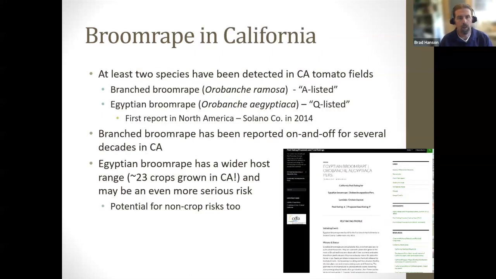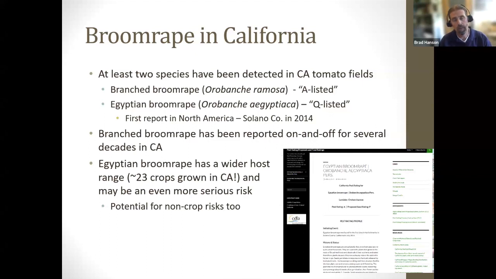So broomrapes in California are not totally a new problem. There have been 2 species detected in California: branched broomrape, Orobanche ramosa, and there have been, I think, 3 fields now reported in California with Egyptian broomrape. That's Orobanche aegyptiaca. The aegyptiaca was in Solano County, so really just a few miles from where I sit at UC Davis. These are regulatory listed pests by CDFA. Branched broomrape is an A-listed pest, and Egyptian broomrape is Q-listed, which basically means it's probably an A-list, but there's not enough information at this point.